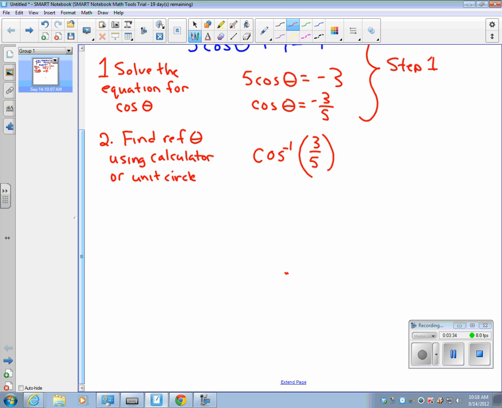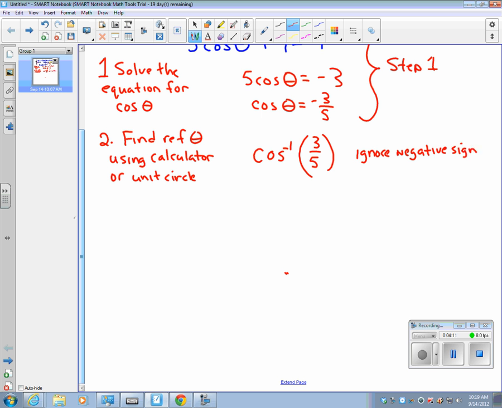Second function, right? This little negative 1 means the opposite of. It means the inverse function of. It makes sense, right? In solving equations, the opposite of adding 7 was subtracting 7. The opposite of multiplying 5 was dividing by 5. So now we got to do the opposite of cos, which is cos inverse. Does that make sense? Now notice I ignored the negative sign. I did not use it when I put it into my calculator.